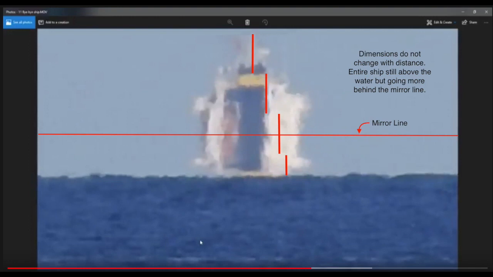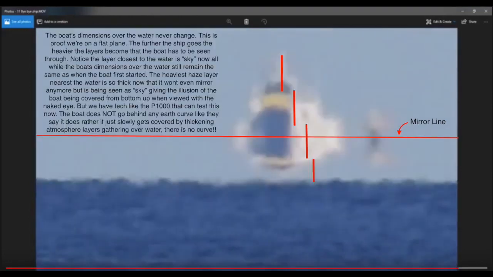And with the naked eye, when standing on the beach, it appears to make things look like they disappear from the bottom up. It's extremely important to notice that the sky starts to cover up the bottom of the boat. That's because the closer you get to the water, the thicker the atmosphere becomes. Which is why the very bottom of the mirror line has just become sky now, while the upper half of the mirror line still reflects.